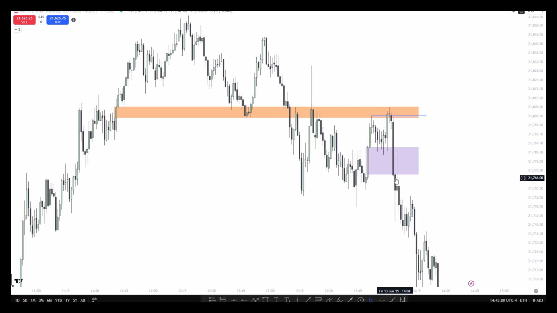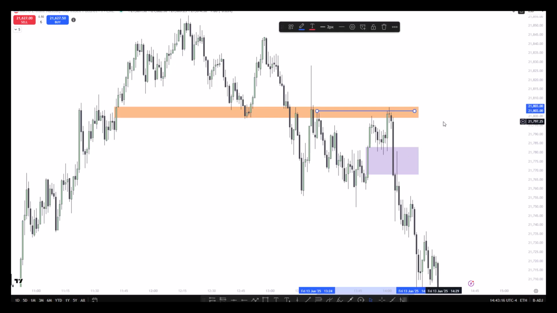Okay, that's your venom. You have relative equal highs also here. If you take this high, it was also swept. Okay, look, swept with a BC on the way up and then a CB on the way down. That's what you want to see.